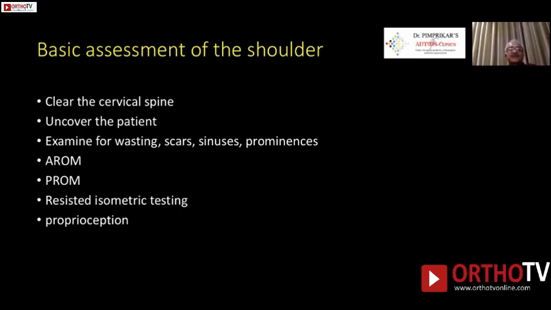One must clear the cervical spine before touching the shoulder. The basics of assessment are: uncover the patient. The patient's back and the shoulder should be free from clothes. Examine for any wasting, scars, sinuses, or prominences around the shoulder. See for active range of motion. See for passive range of motion. Then do a resisted isometric testing of the individual muscle groups, and also look for proprioception.